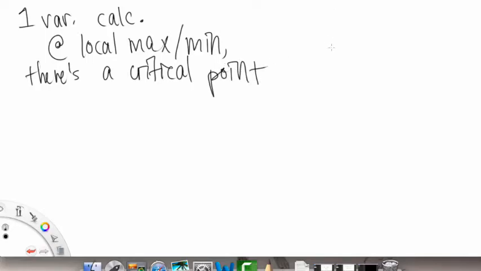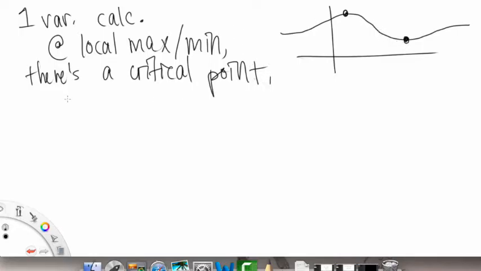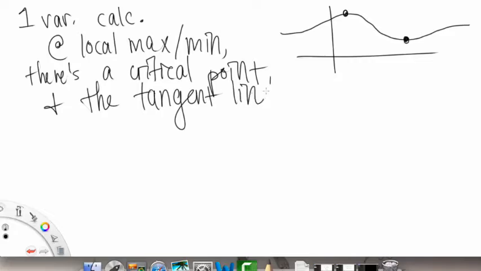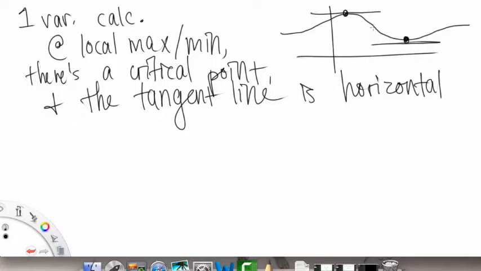Let's look at a graph first. Let's say we have some graph going along, and it looks like that. Here's a local maximum, and here's a local minimum. These are critical points, and more importantly, the tangent line at each of those points is horizontal. It has a slope of 0. So at that point and at that point, they're both horizontal. That's pretty important, and now we're going to extend this concept to multivariable calculus.